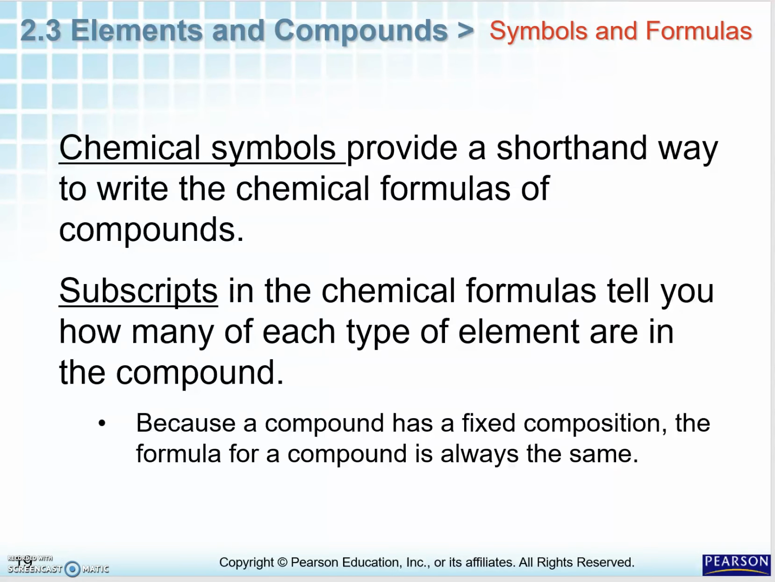Chemical symbols allow us to get a shorthand way to write chemical formulas. Otherwise, we would be writing endless names over and over, and we'd never be able to finish a paper. We also tell you how many of these chemicals are in each compound using a subscript.